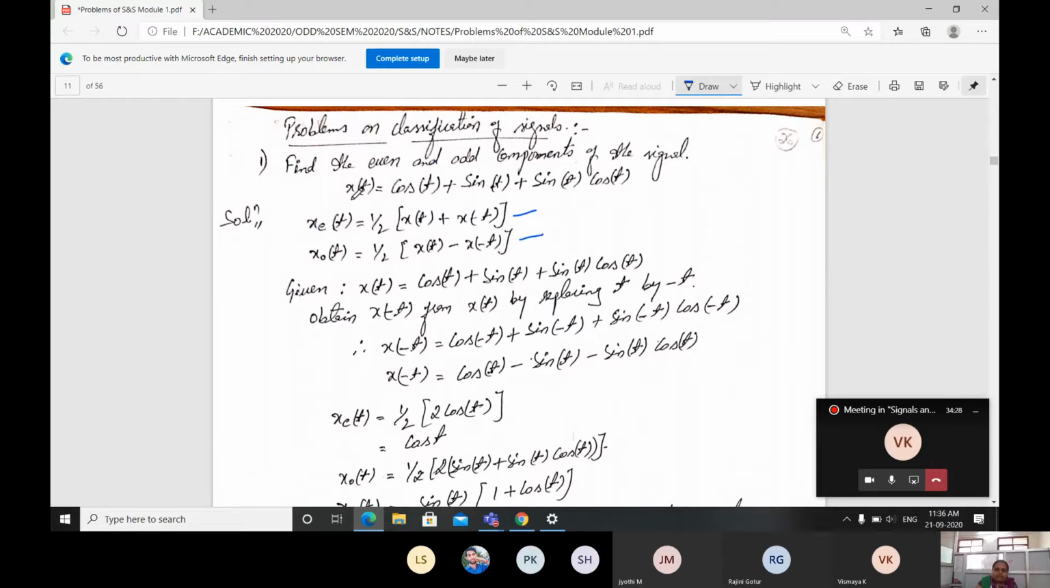What we have to do? They have already given the x of t signal, but we have to find what is x of minus t. Then after getting x of minus t, we have to add both the signals and multiply with the 1 by 2 factor. This is the even part. For the odd part, instead of adding, we have to subtract.